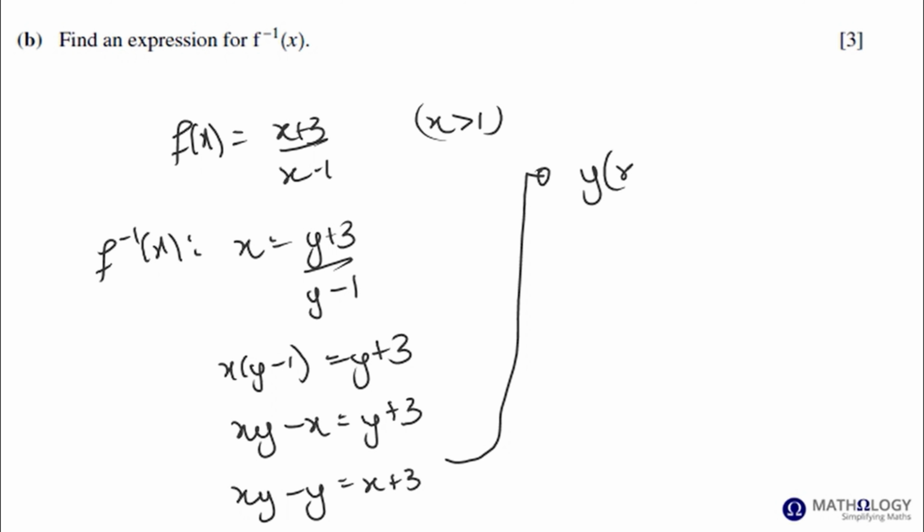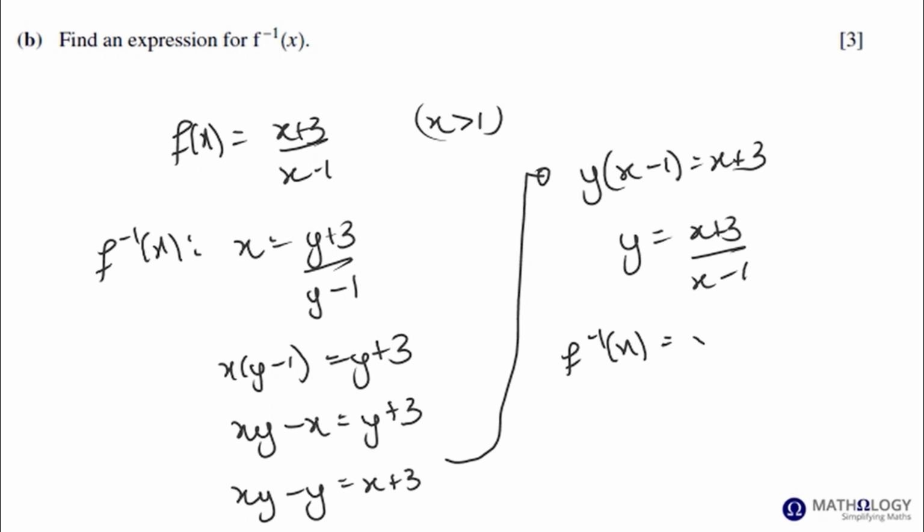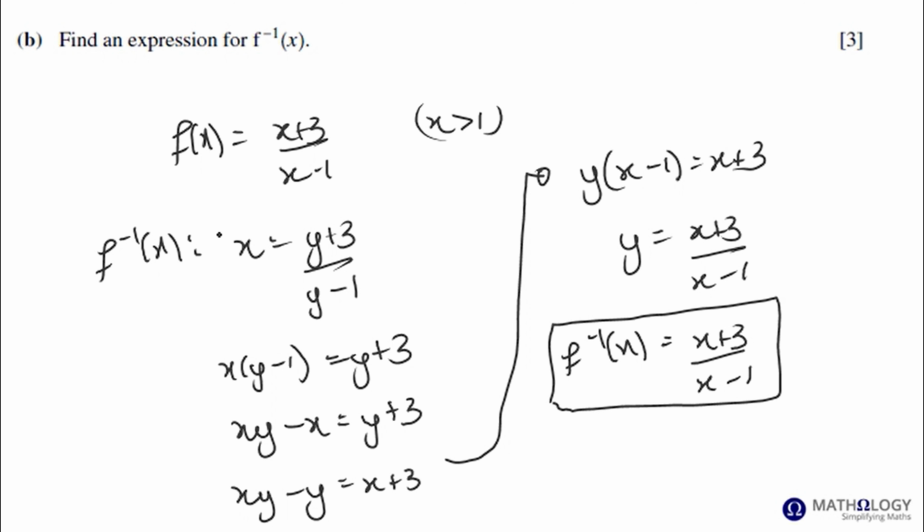Take out a common y, and y equals x plus 3 over x minus 1. So f to the minus 1 of x is x plus 3 over x minus 1. And we get exactly the same function as f. And this sometimes happens with hyperbolas. So don't be alarmed if you do come across this. Sometimes a hyperbola is an inverse of itself.